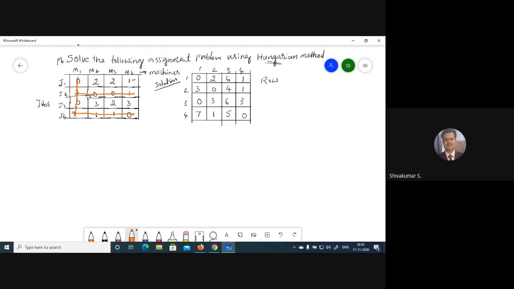Let's see what happens here. You're going to get 2 minus 1, 2 minus 1, 1 minus 1, 3 minus 1, 2 minus 1, 3 minus 1. So you subtract this value from the uncovered entries, and you add this value to the intersection of the lines. For example, here 3 is the intersection of 2 lines.